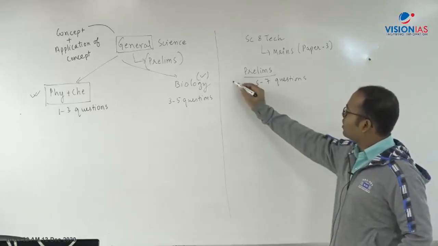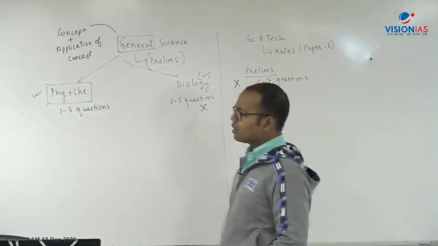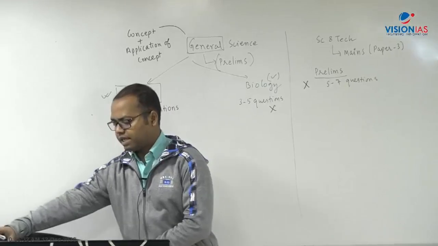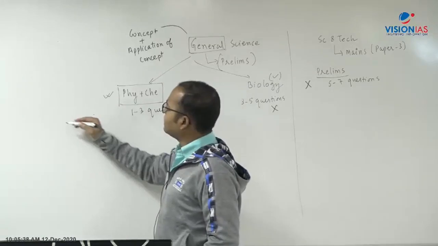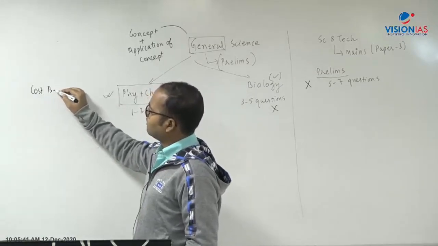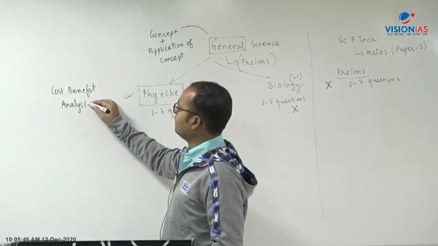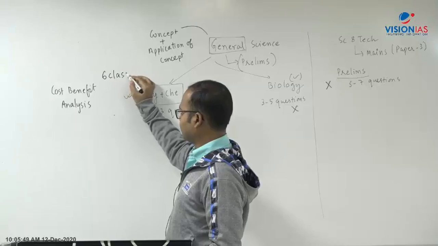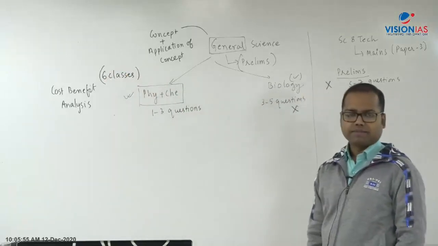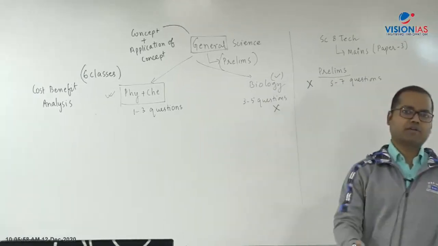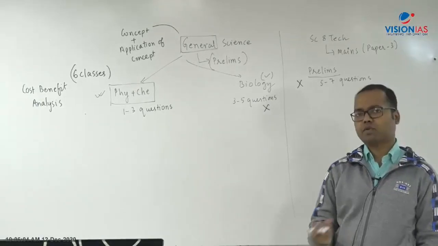So I am not going to talk about that module, nor the biology module. I will be focusing on my module. Have you seen that the number of questions from physics and chemistry is only 1 to 3? That is why, after a cost benefit analysis of the module, we have decided on 6 classes. There are high chances that you will get your question from these 6 classes, but you can't be very sure because UPSC's domain is not defined.